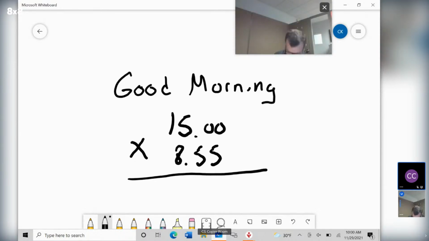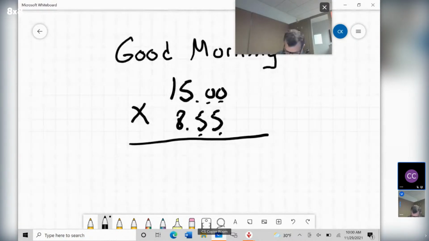There are two numbers to the right of the decimal here, and also up here there are two numbers to the right of the decimal. Then what we would do is just a straight multiplication problem. But the one thing I want you to see now is there are four spots, 1, 2, 3, 4, to the right of the decimal. So this one's going to be straightforward.